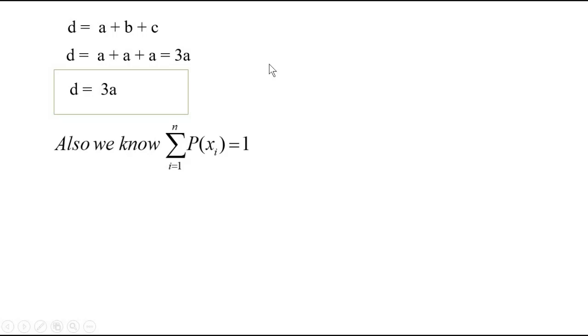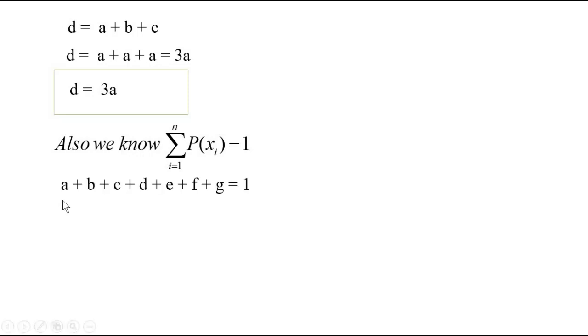Now from this equation which we have just derived, you know that except D, all the values are the same. Now I am going to write D is equal to A plus A plus A. Therefore D is equal to 3A. We have got an equation. And also we know that the sum of all the probabilities is 1.